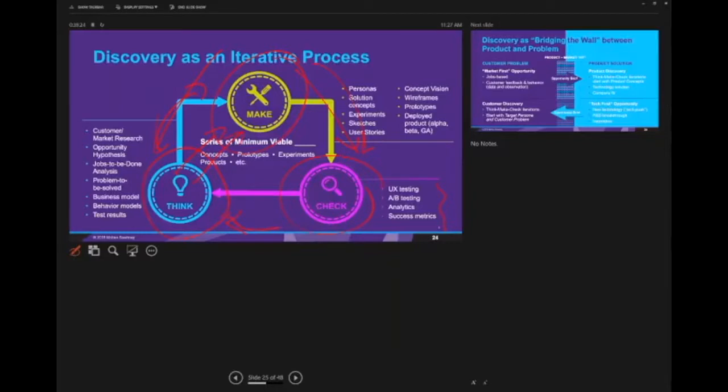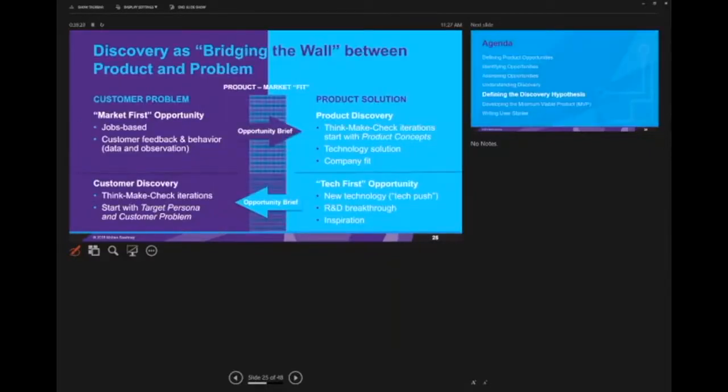So in the discovery process, what we're trying to do, again, is to bridge this wall between the customer problem and the product solution. So this discovery can also be of two types. If you remember, we talked about that we can start an opportunity with a technology solution and then try to find a customer problem, or we can start with the customer problem and identify the right technology solution. So if you start with the customer problem, this is what we call a problem first discovery, right?